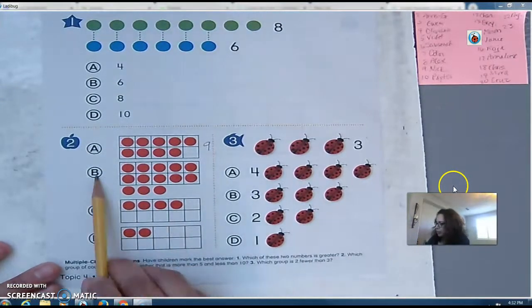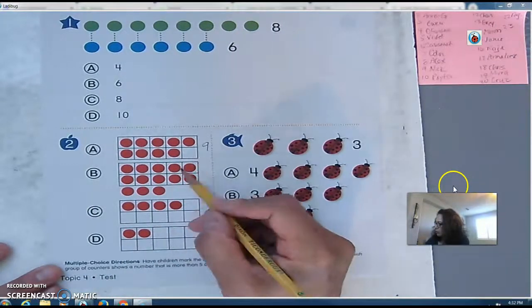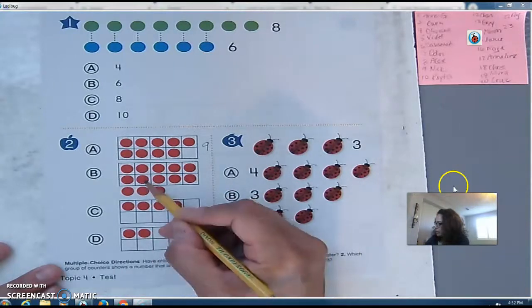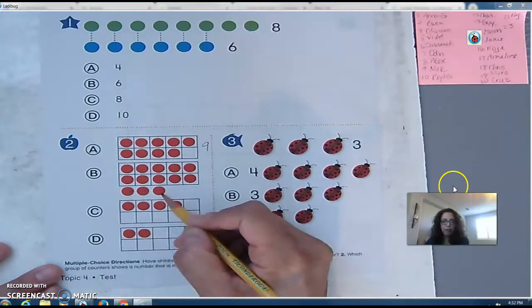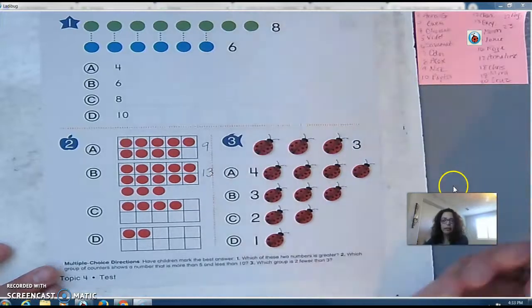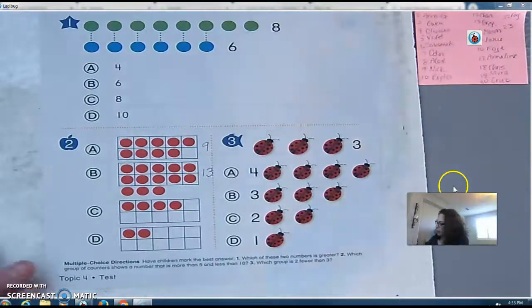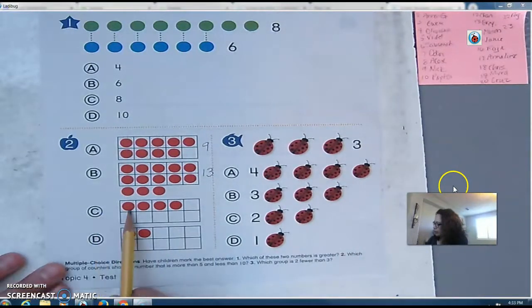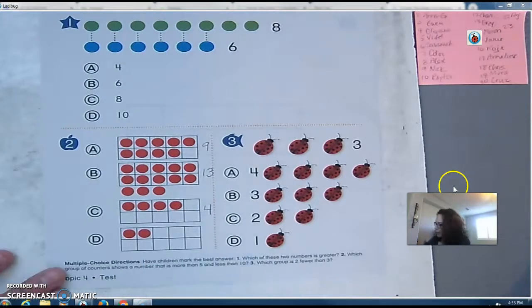And now we're going to count what B has. Ready? 1, 2, 3, 4, 5, 6, 7, 8, 9, 10, 11, 12, 13. Let's write a 13. It's a 1 and a 3. All right, now let's do C. 1, 2, 3, 4. All right, and the last one is, you should know this one, right? 1, 2.